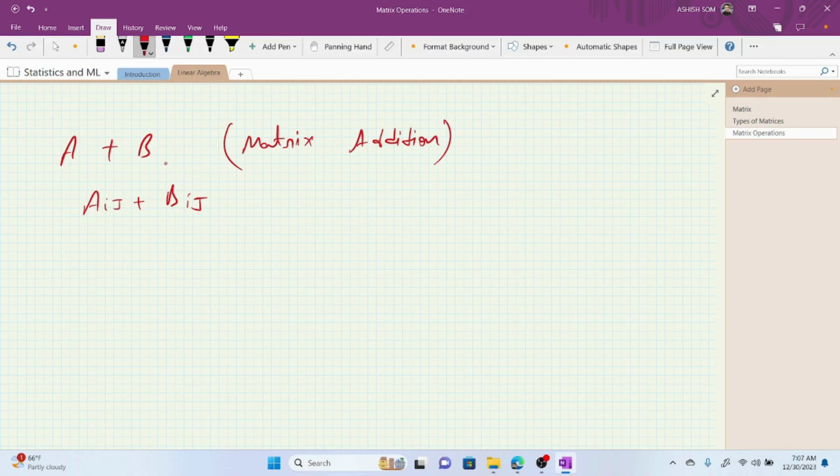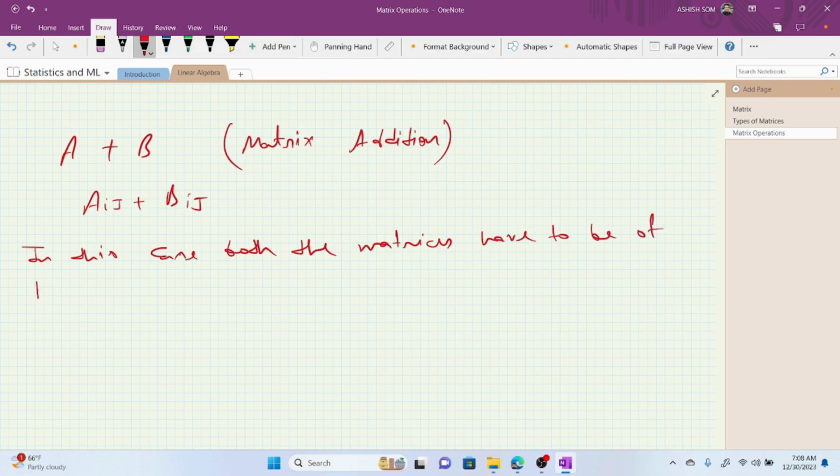When we have two matrices, both the matrices have to be of the same shape. In this case, to make the addition of two matrices possible, both the matrices have to be of the same shape.